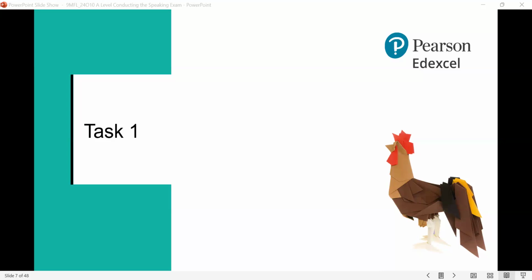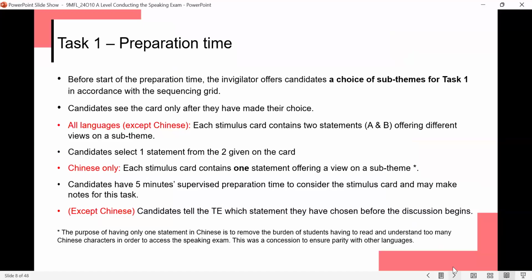Okay, we're going to have a look now at task one, and task one, you remember, is the speaking card. So task one then, let's just talk you through how it all works. We're going to think first of all about the preparation time. So before the start of the preparation time, the invigilator, and you'll have preparation time in a separate room, offers the candidates a choice of sub-themes for task one in accordance with a sequencing grid.